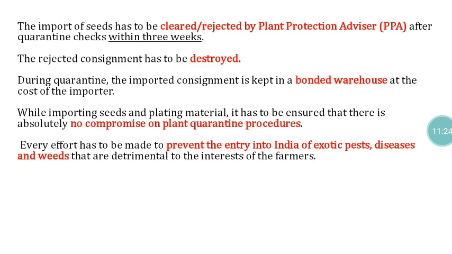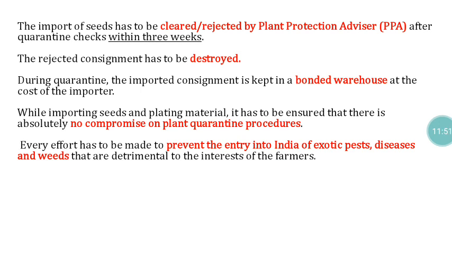Once that clearance is obtained, the material is put in a bonded warehouse and released for local distribution. If any pest, disease or unwanted things are recorded in the seed material, then as per the guidelines given by the Plant Protection Advisor, the consignment will be destroyed completely. That is the process we are following right now.